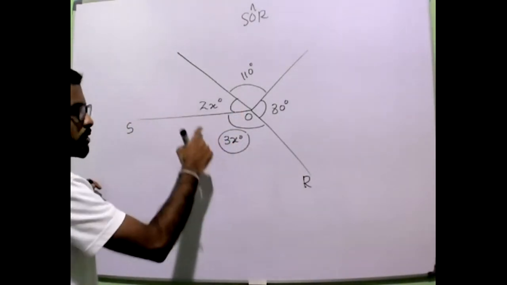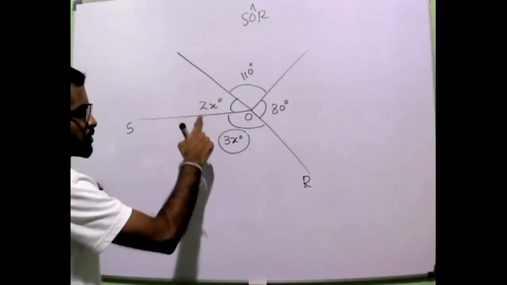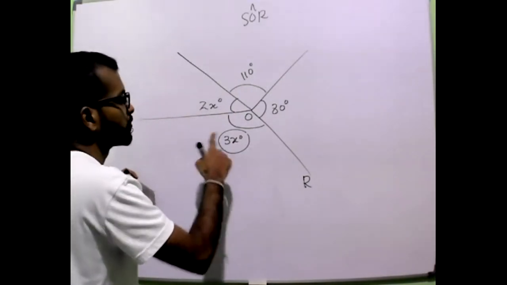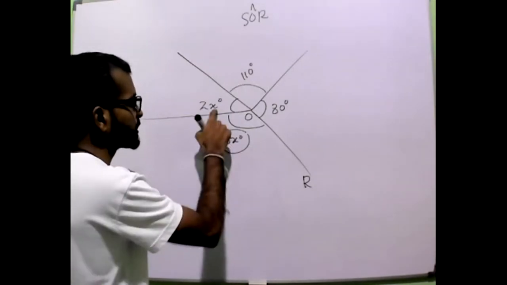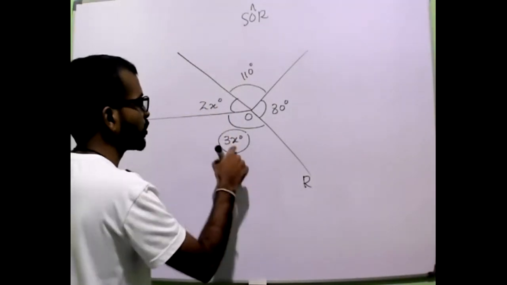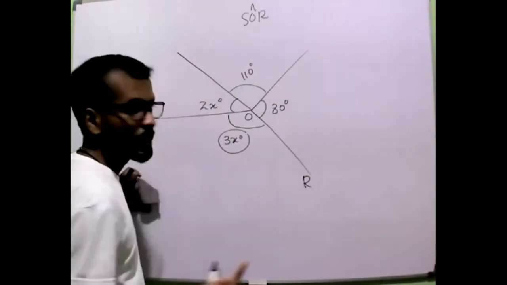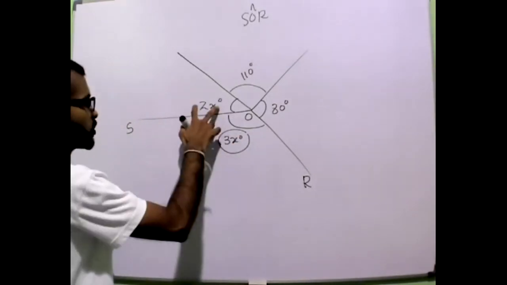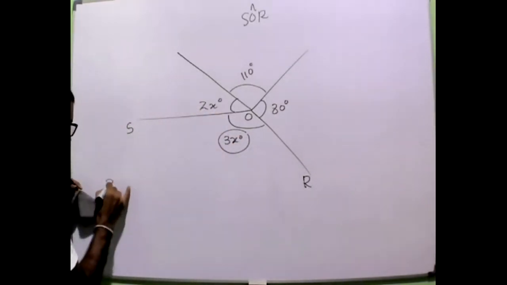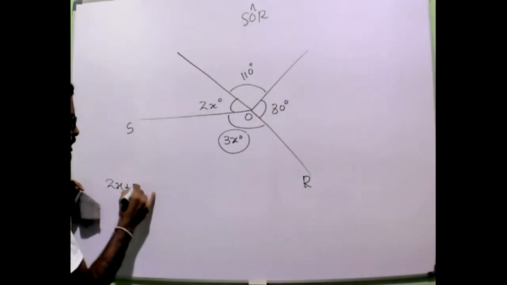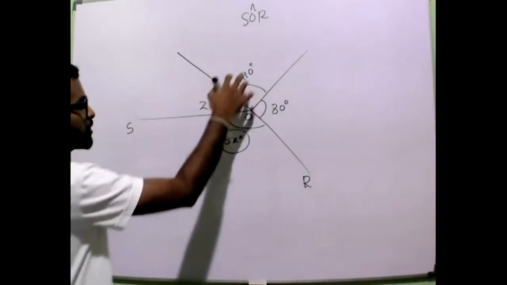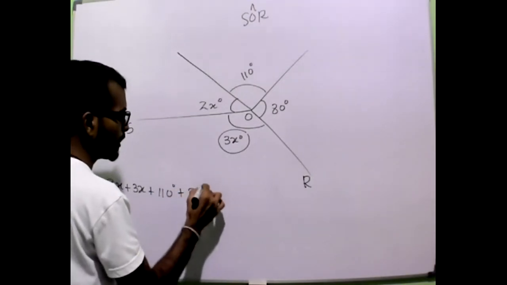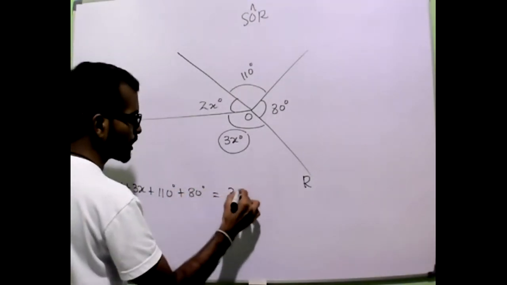So I told you, first of all, you need to write what you have to find. The unknown term is x. There are two unknown terms, 2x, 3x. They are the same, but two angles are unknown here. So I will write them at the beginning: 2x plus 3x, then plus 110 plus 80 equals 360 degrees.